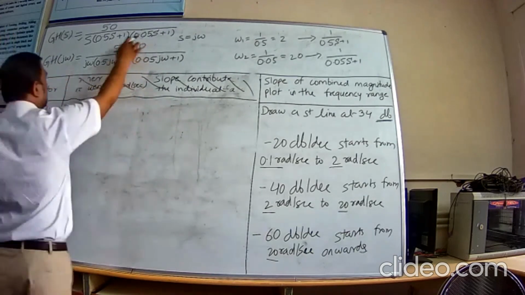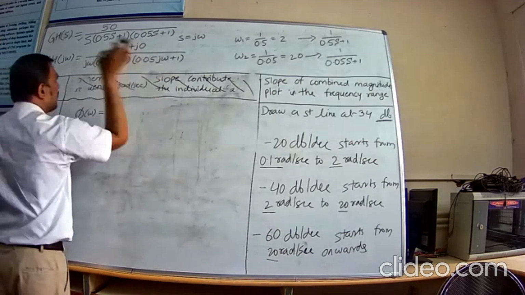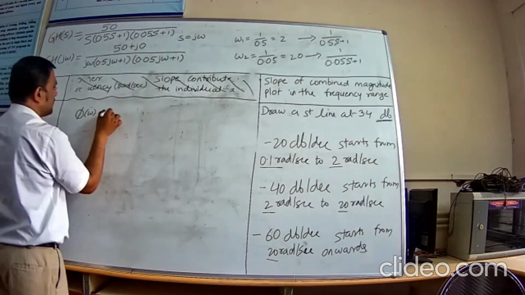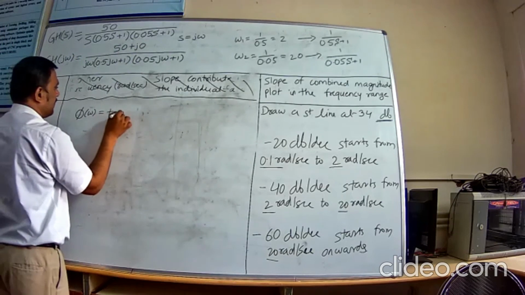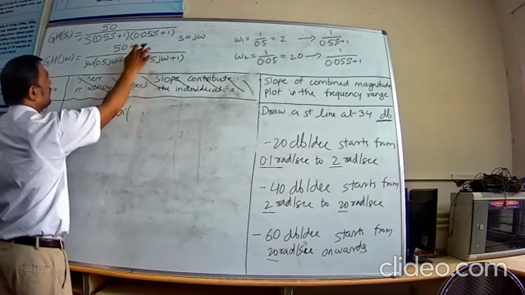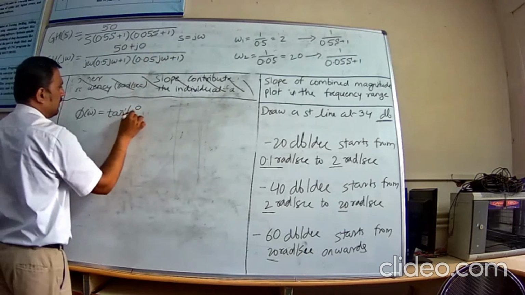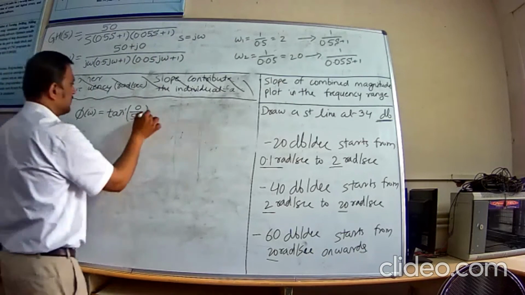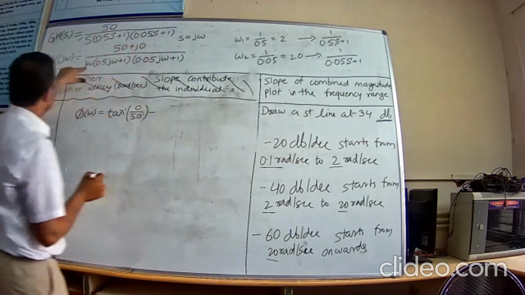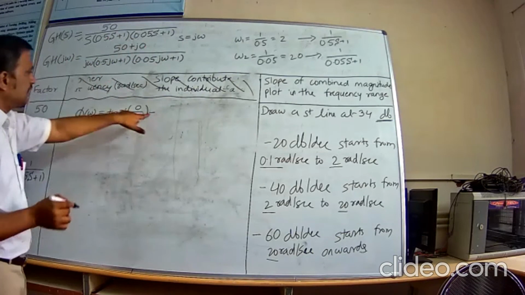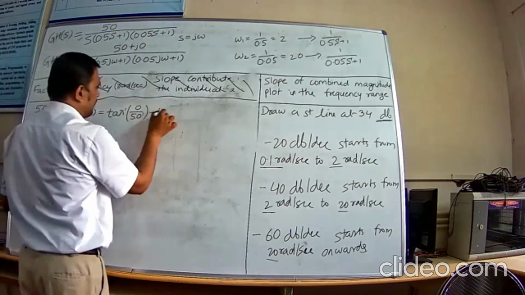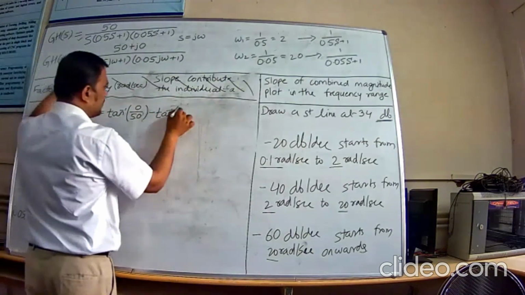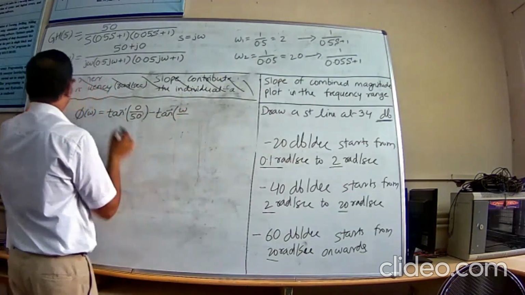Then I will write the terms for the 1, 2, 3, 4. First I will write for this one. This is in the numerator, hence I will write the plus. Tan inverse of, what is the coefficient of imaginary part here? 0 divided by 50. Next, this is in the denominator, hence I will write the minus tan inverse of, what is the coefficient of imaginary part? That is omega divided by the real part.